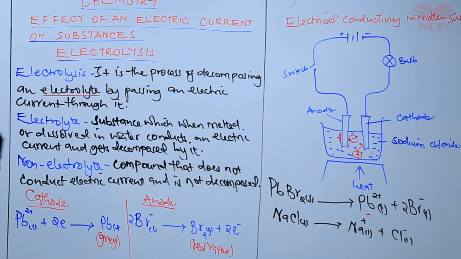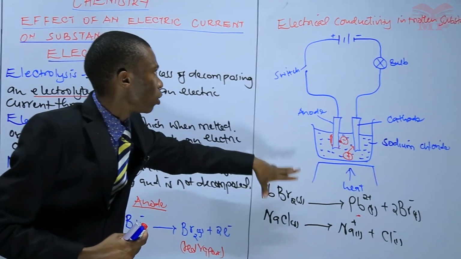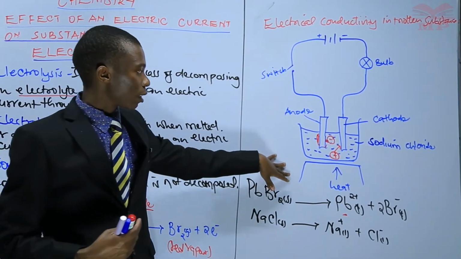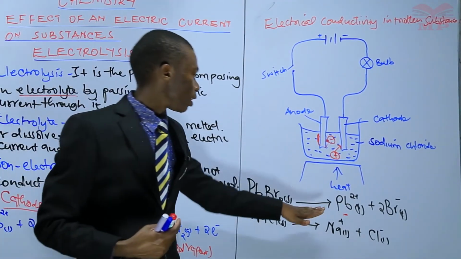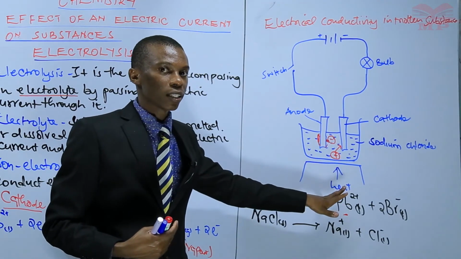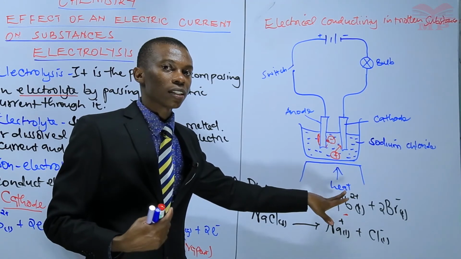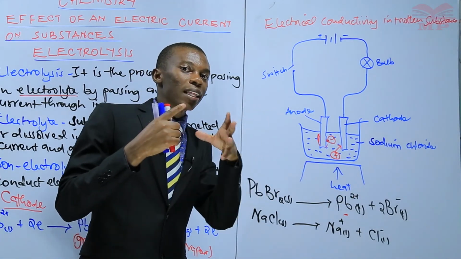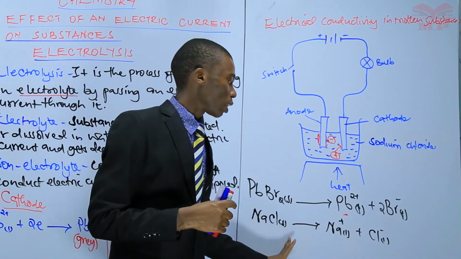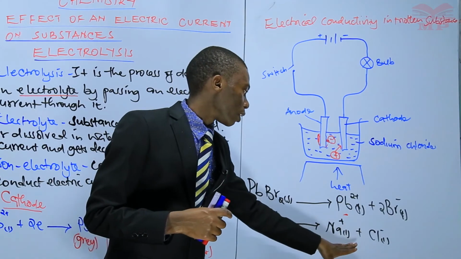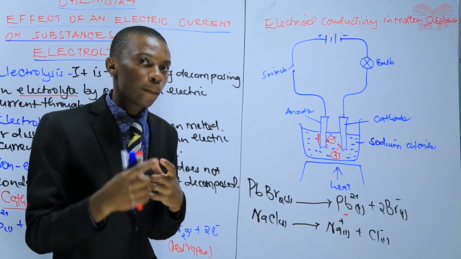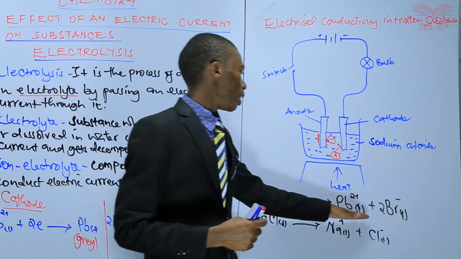Then we have a diagram representing the electrical conductivity in molten substances. If you have lead(II) bromide, you need to apply heat. The function of heat in this case is weakening the electrostatic forces of attraction which are holding these ionic compounds together so that you can free the ions, and these ions can become mobile. And that's what has happened in both cases.